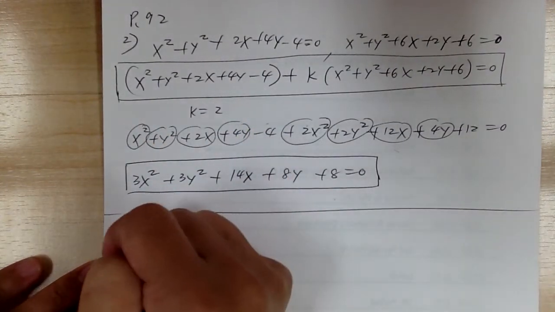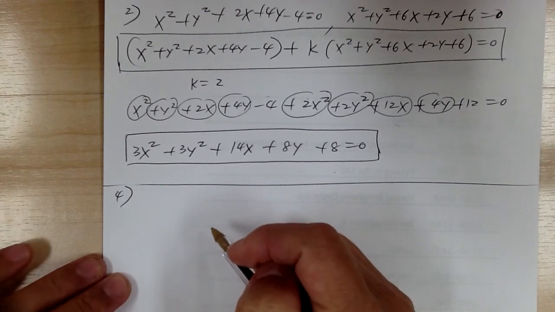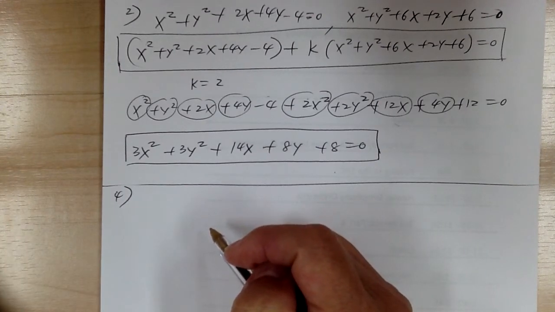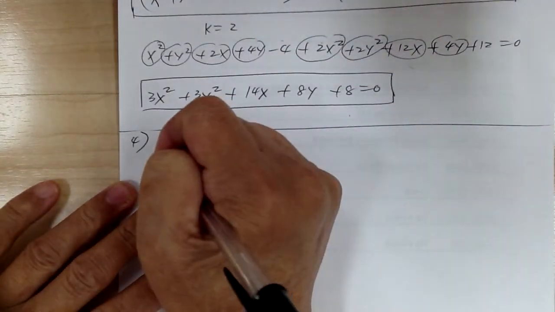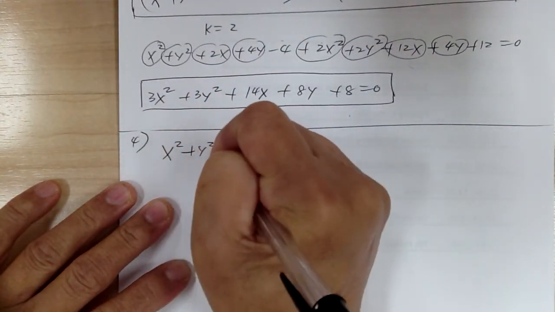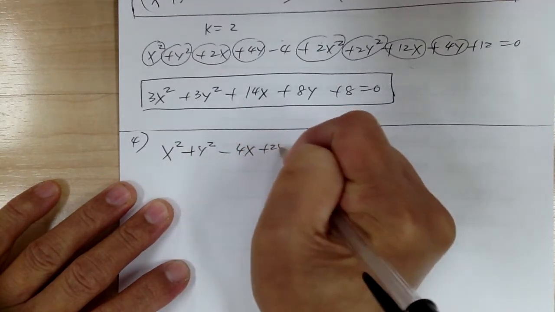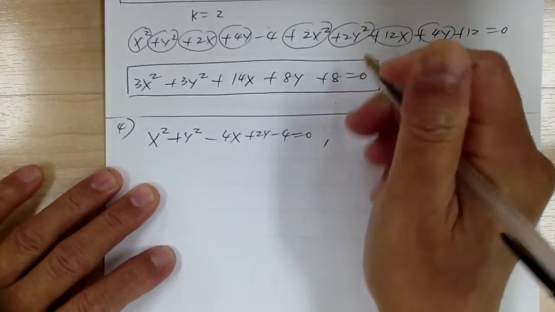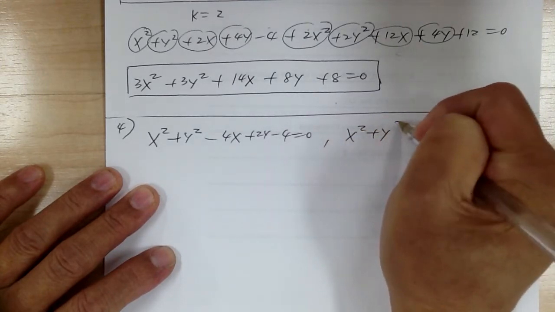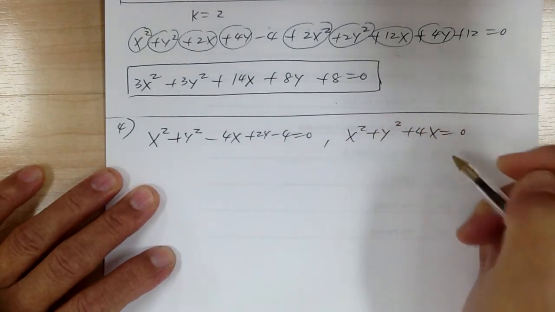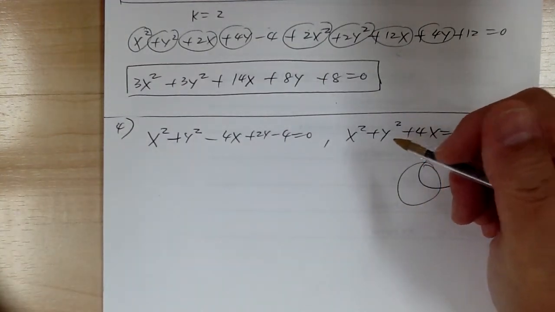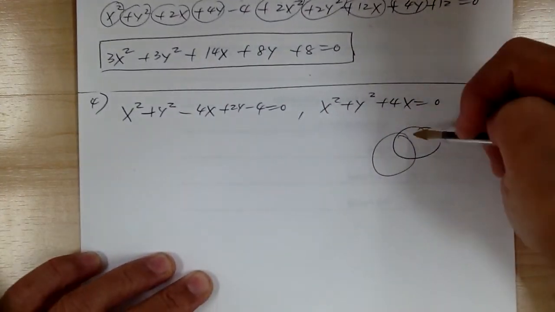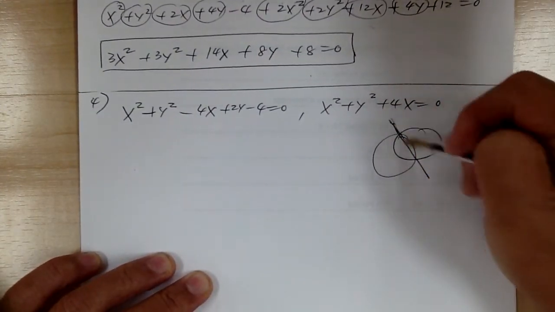So let's go and do number 4. Again, first you need to find the equation of the line passing through the point of intersection. So again, you have the two equations. You got x squared plus y squared minus 4x plus 2y minus 4 equal to 0, and the second equation, x squared plus y squared plus 4x equal to 0. So you got two circles, and you're looking for the equation of the line passing through the point of intersection. So you're looking for this line right over here.